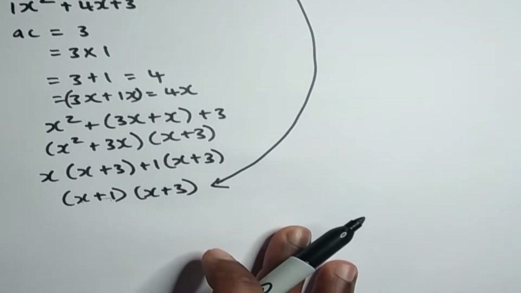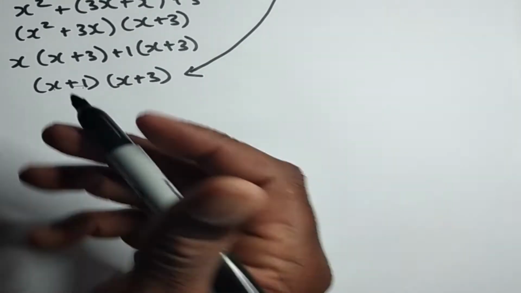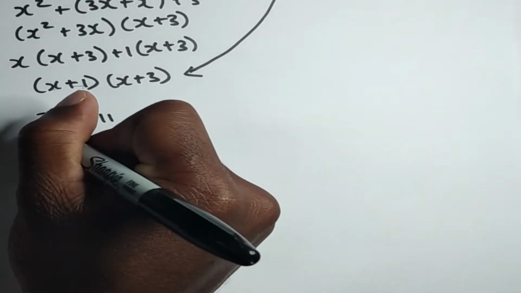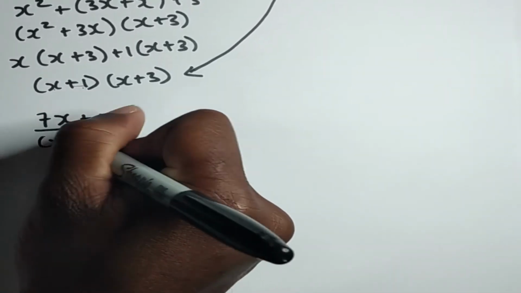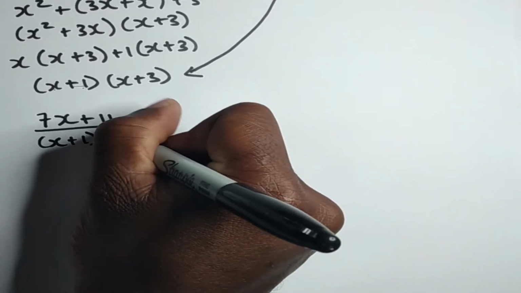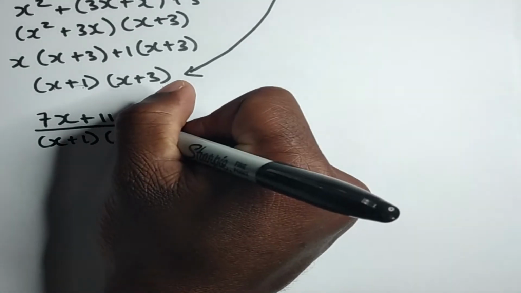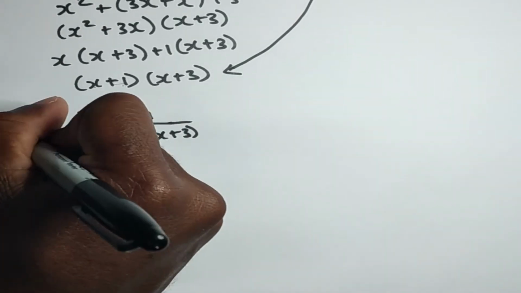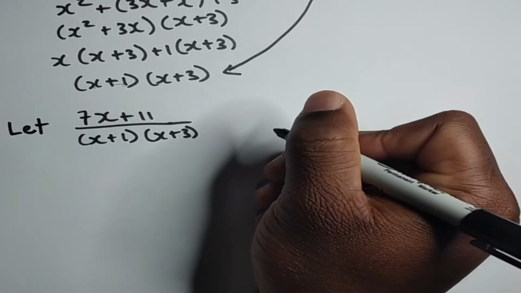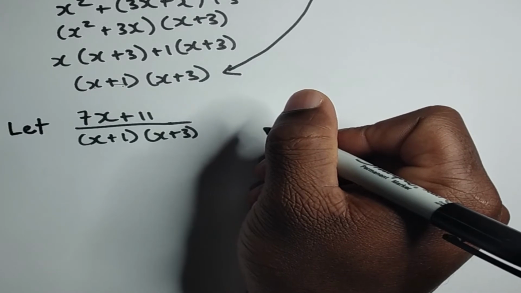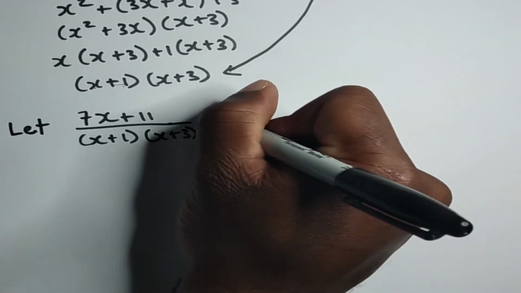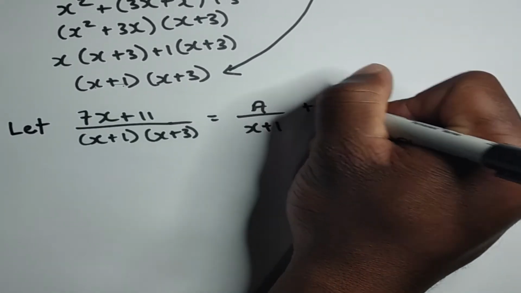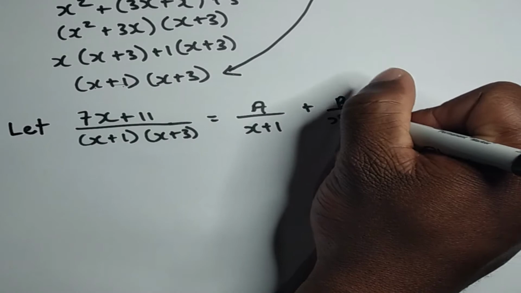So we are going to rewrite that. We'll end up with (7x + 11) over (x + 1)(x + 3). We are going to let (7x + 11) over (x + 1)(x + 3) be equal to a over (x + 1) plus b over (x + 3).